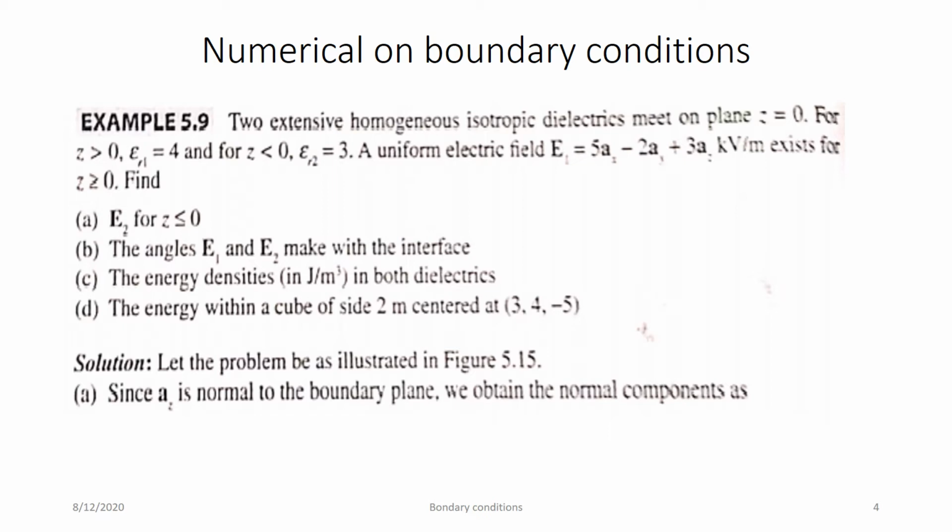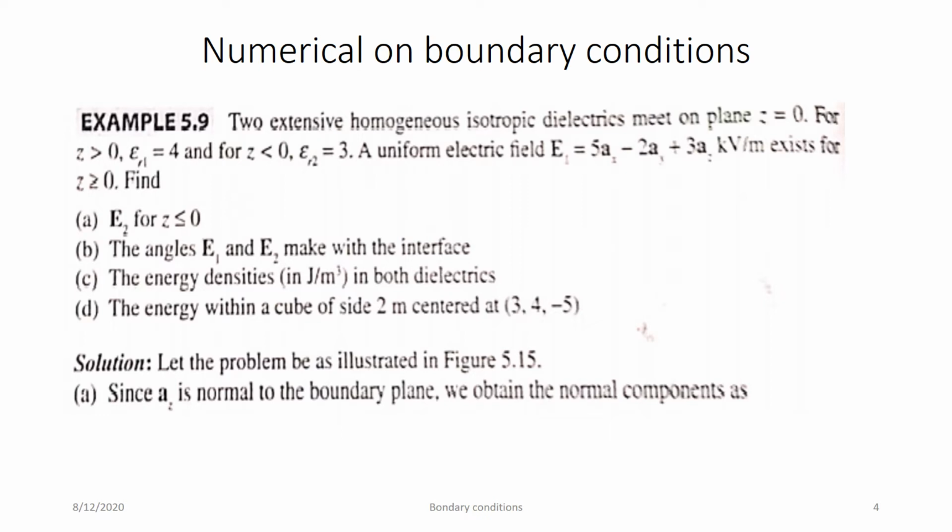A uniform electric field E1 is equal to minus 5 ax minus 2 ay plus 3 az kilovolt per meter exists for z greater than or equal to 0. So E1 is given, and you have to find E2 for z less than or equal to 0. For z greater than or equal to 0, the upper side, it is given, and E2 is asked for the lower region.